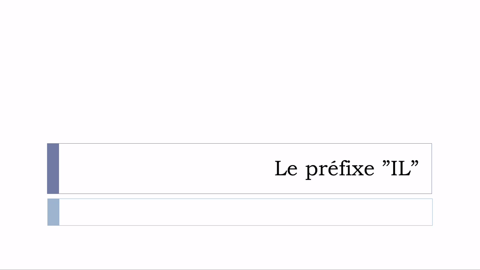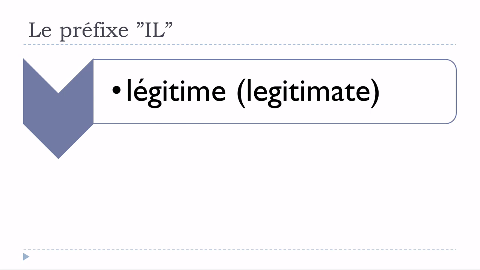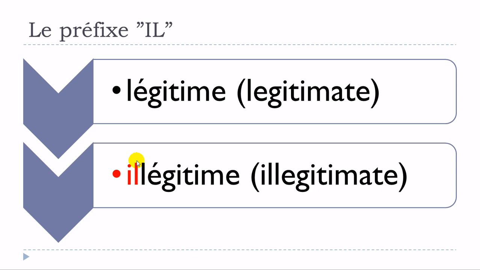Okay, and that will be the case with this prefix il. Okay, so let's see. And so normally if we're talking about this il prefix, then it will mean privé de, sans. Okay, and this is actually what it means in English, so without or then, well, less. Let's see three examples. So the first one here, légitime. And then if you want to express the without concept, then you will add this prefix il at the beginning, and then after that you continue with your original word légitime, and now you get illégitime. Okay, illégitime, légitime, illégitime.